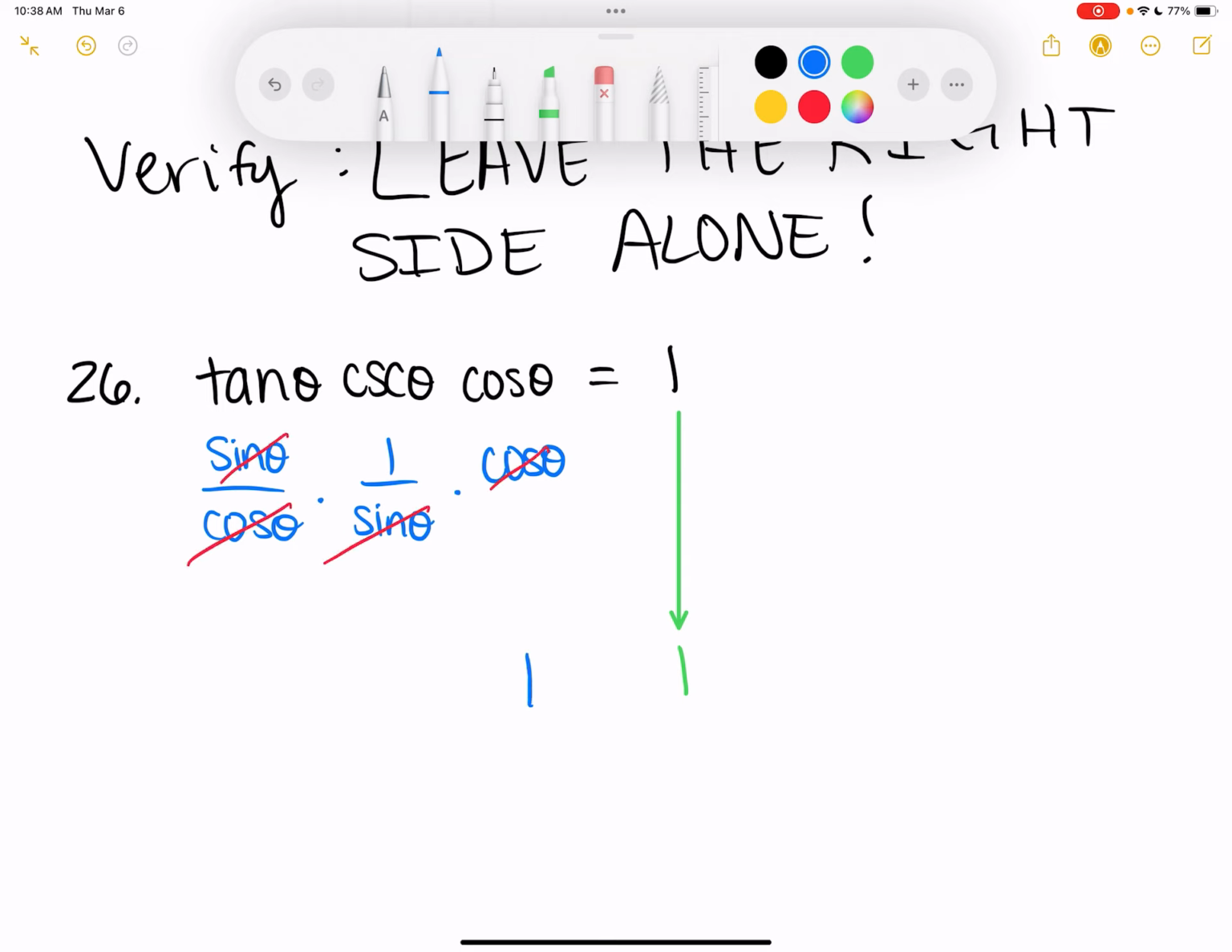So does it have to equal 1? It has to equal the right side. Sometimes you can simplify something one way, but it has to look a certain way to match the right side.